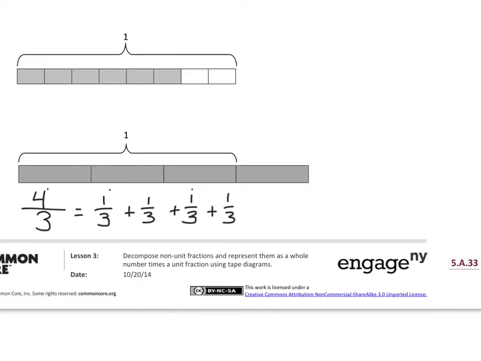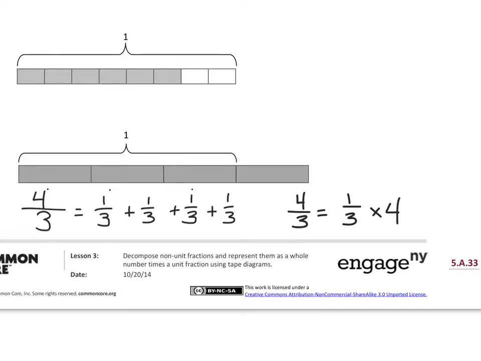Or if we were to simplify this into a multiplication sentence, I'm going to say that 4/3 is equivalent to 1/3 times 4. I have 1/3 4 times. So 4 times 1/3 equals 4/3.